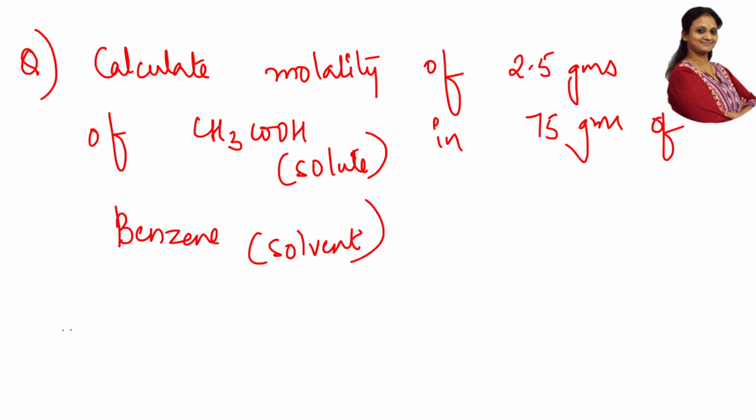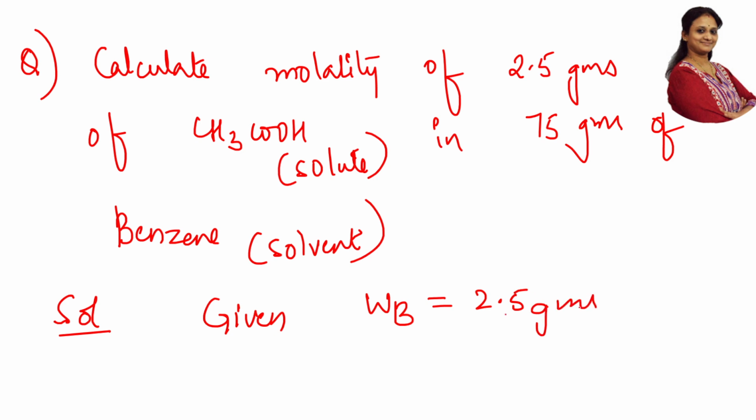Now, first of all, in the solution part, I have to write what is given to me. We already know what WB is. WB is the weight of solute, and 2.5 grams is given to me. What is MB? That is the molecular weight of solute, acetic acid. Acetic acid is 60 gram per mole.